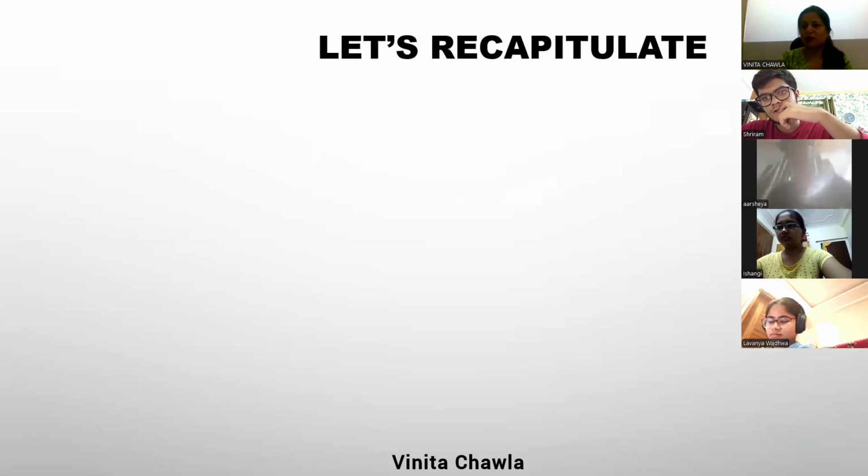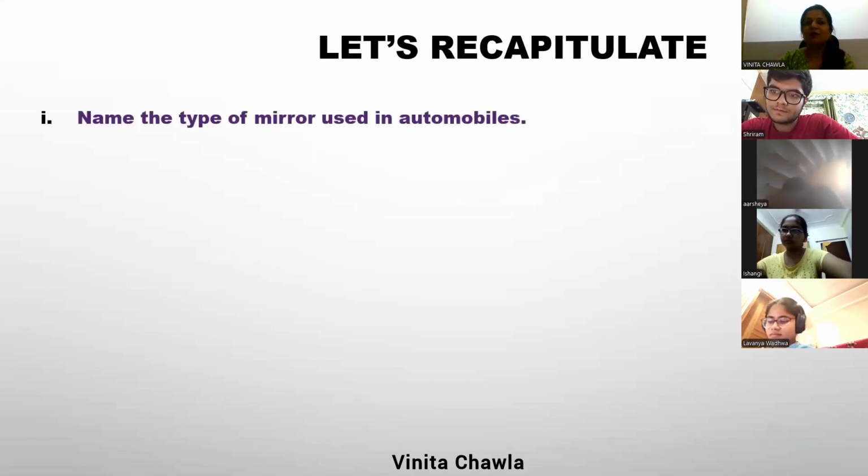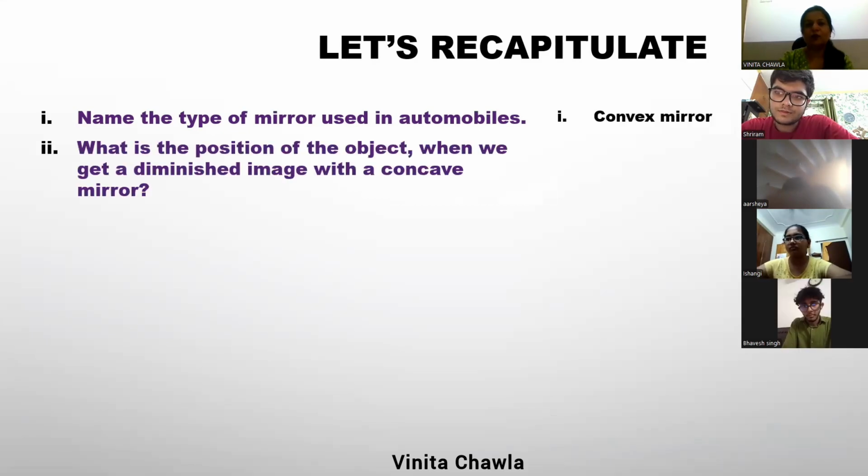Now we have questions based on this. You are going to answer these questions. Please keep yourself unmuted. Okay, name the type of mirrors used in automobiles. Convex mirror. Yes, it's convex mirror. Okay, question number 2. What is the position of the object when we get a diminished image with a concave mirror?